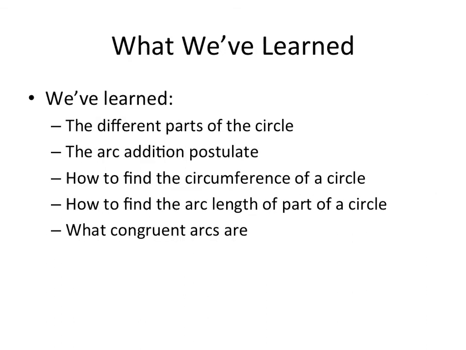So what we've learned: the different parts of a circle, the arc addition postulate, how to find the circumference of a circle, how to find the arc length of a circle, and what congruent arcs are. Did I cover congruent arcs? I'm not quite sure. I think I meant to, and I don't think it's saved on this. So congruent arcs, since I don't have record of that: congruent arcs are arcs that have the same measure and are in the same circle or in congruent circles.